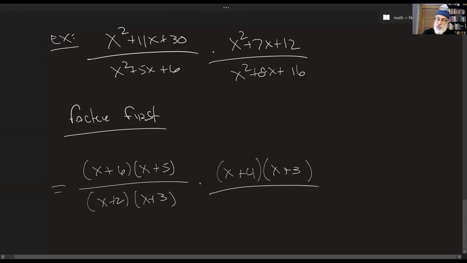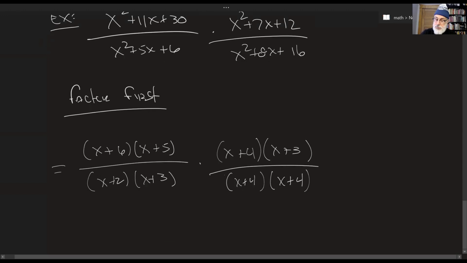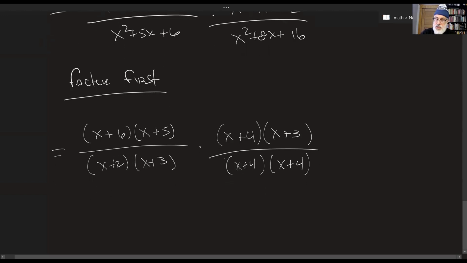And x squared plus 8x plus 16. This is one of our forms from the factoring lecture, but you can see that we can factor this into x plus 4 times x plus 4. If you're not convinced that this is the actual factorization, you could FOIL these back out and you'll get the original polynomials. So let's cancel.